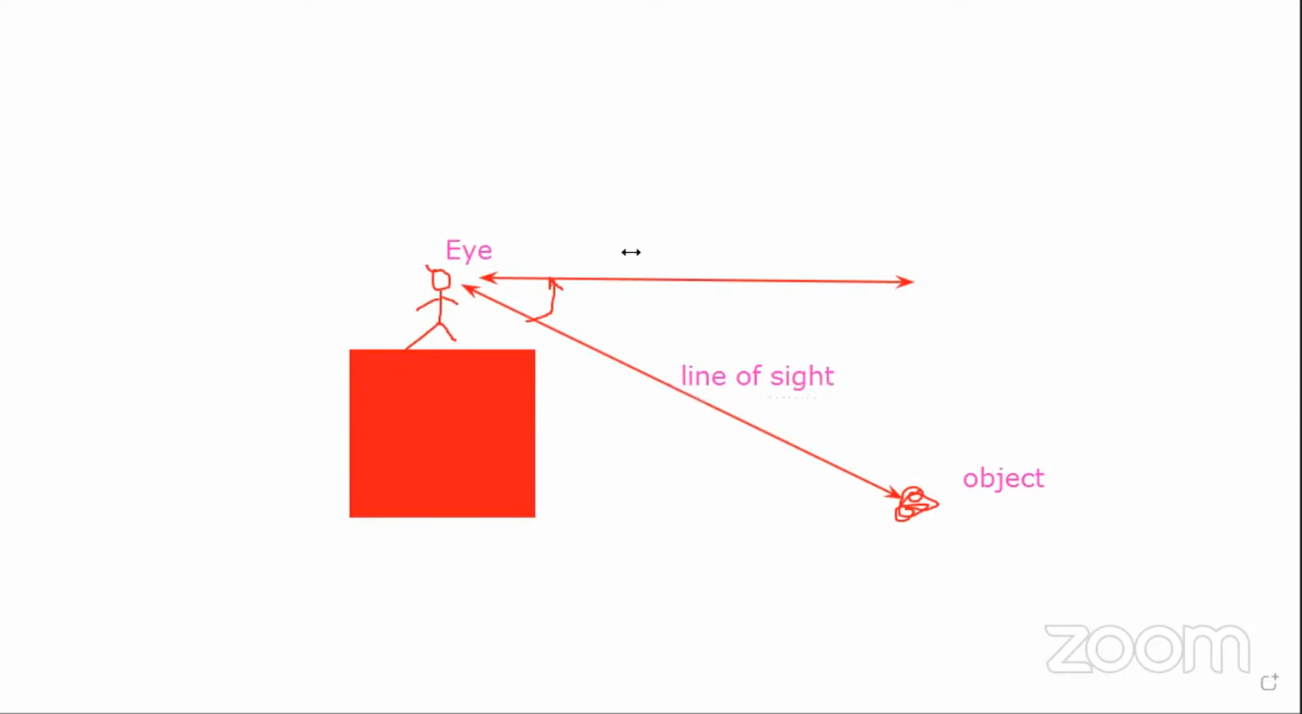And this is a horizontal line. This is the line of sight, and this angle you can call the angle of depression.